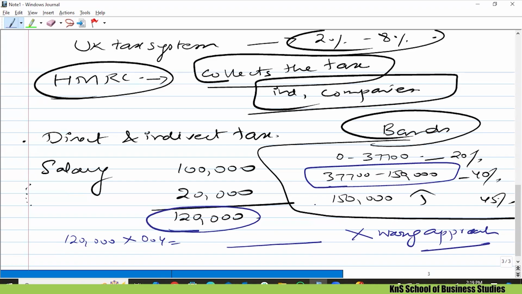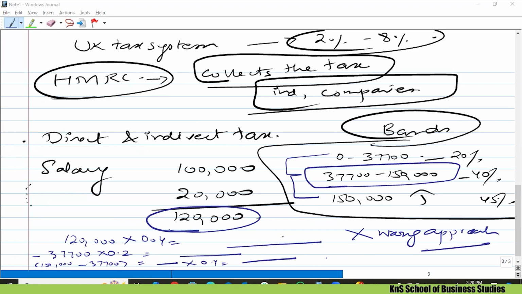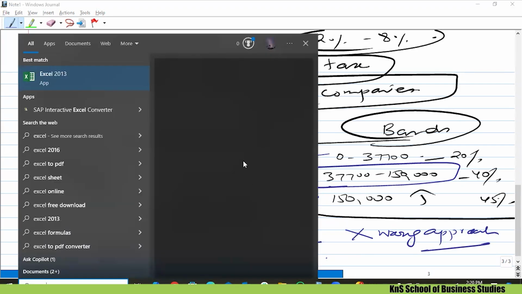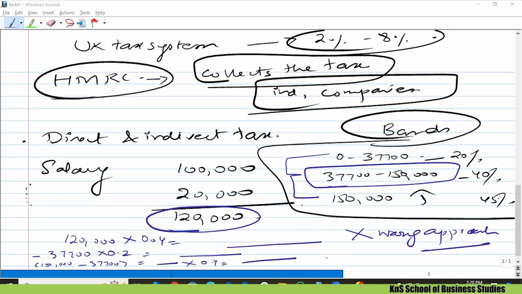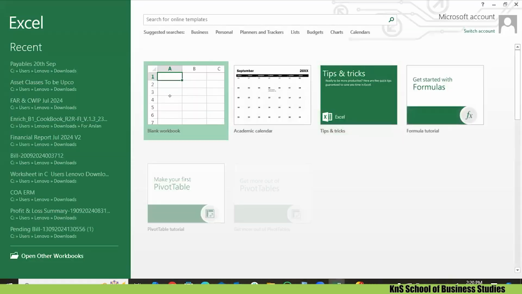Now, what is the correct way to do it? The correct way is to go step by step. Step by step is like, okay, 0 till 37,700 makes 20%. First, calculate this. Next, what is remaining? I'm going to subtract 37,700 from 150,000. I will have a figure. Then I will multiply that with 40%. So let me open Excel and do this calculation in front of you, so you also can get your answers and see the difference.